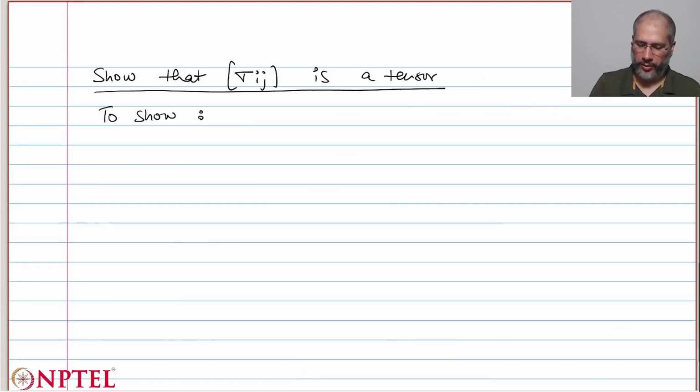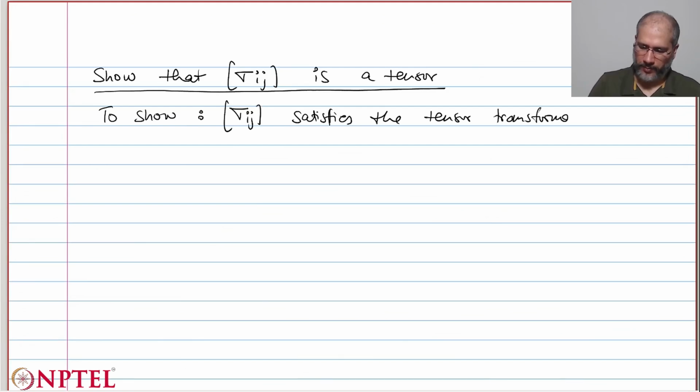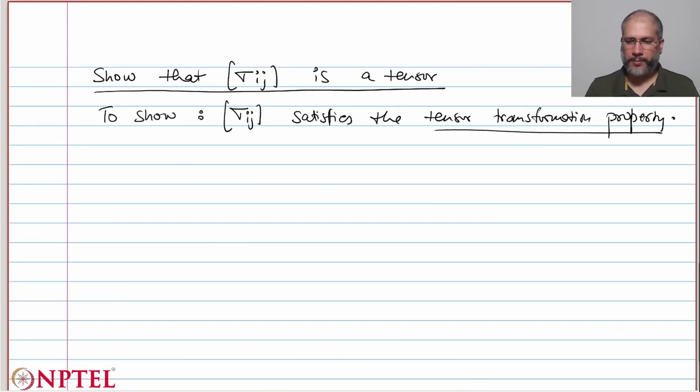So our job is to show that the quantity sigma ij satisfies the tensor transformation property. If we can show that, that is, that the physical quantity sigma satisfies the mathematical tensor transformation rule, we have shown that sigma is indeed a tensor.